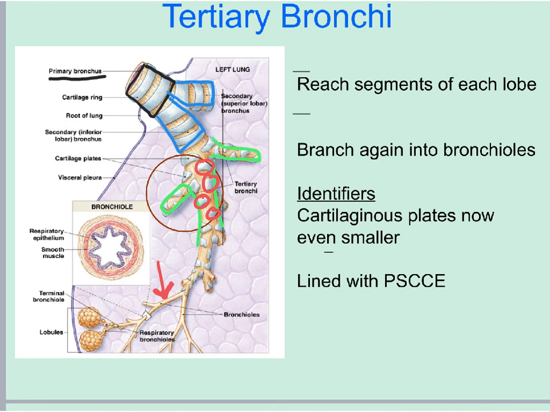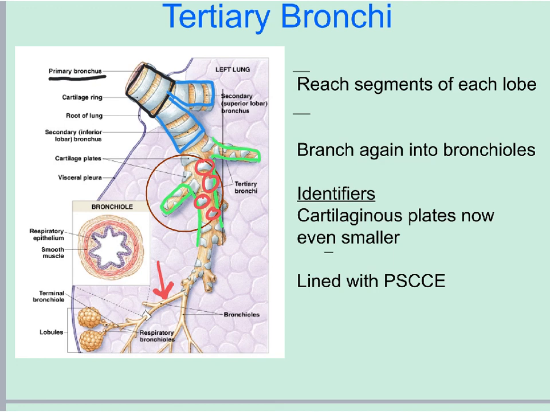The tertiary bronchi make their way to each segment of each lobe. So remember, on the left side, there are two lobes, and those lobes are going to be broken up into segments. You don't need to know that for either lecture or lab. I'm just trying to make sure that everything is clear for you here.